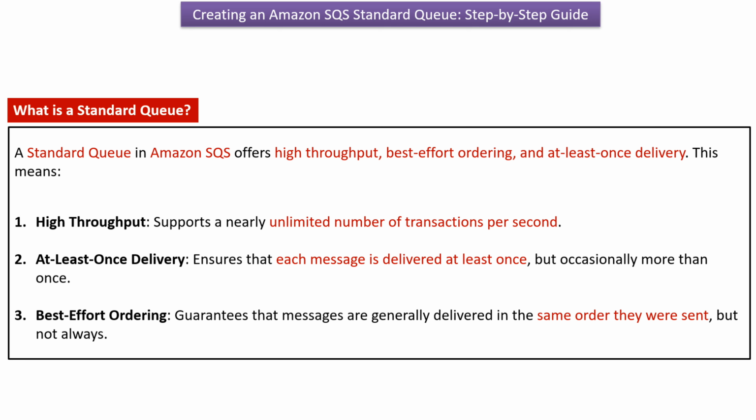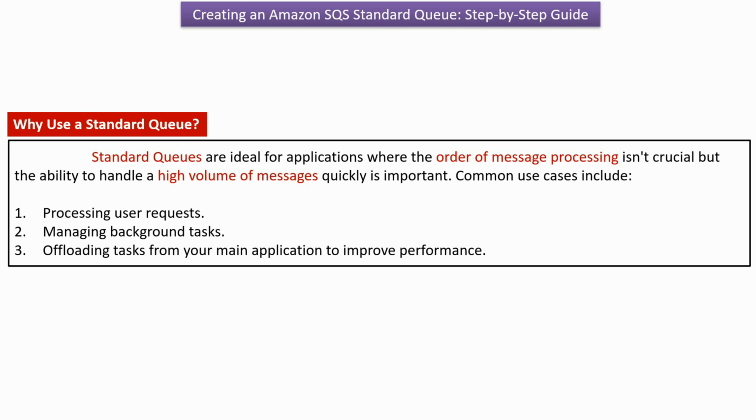What is a standard queue? A standard queue in Amazon SQS offers high throughput, best effort ordering, and at least once delivery. High throughput means it supports a nearly unlimited number of transactions per second. At least once delivery means it ensures that each message is delivered at least once, but occasionally more than once, which means the message can be delivered more than once. Best effort ordering means it guarantees that messages are generally delivered in the same order they were sent, but not always.